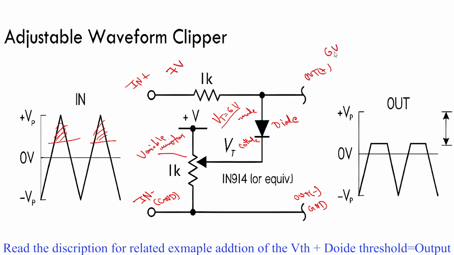Understand? If we lower this threshold voltage to 5 volt, and the input is coming at 7 volt, what will be the output of this one? The amplitude of the output will be 5 volt, and the remaining voltage will go to the ground directly.